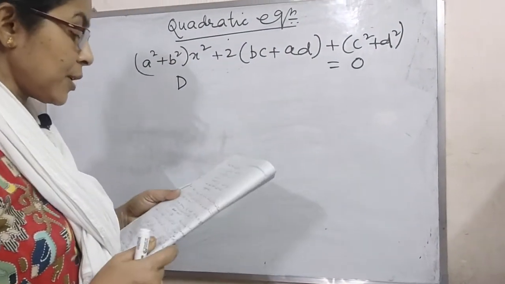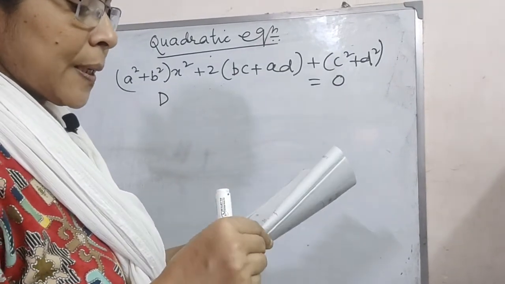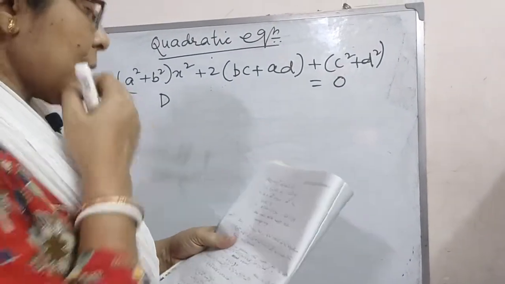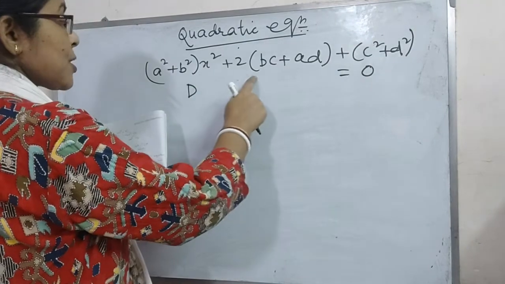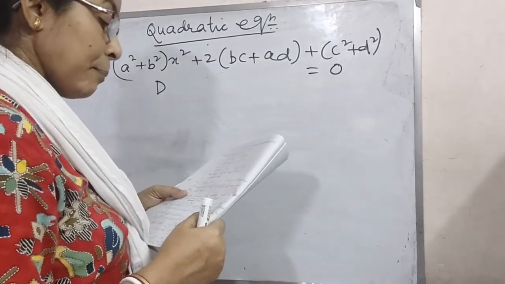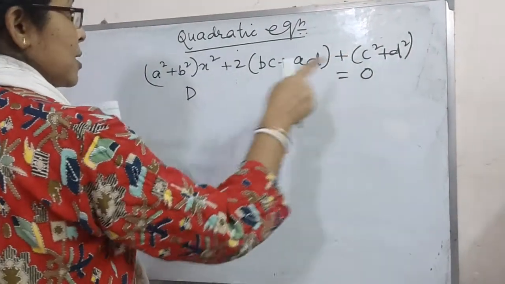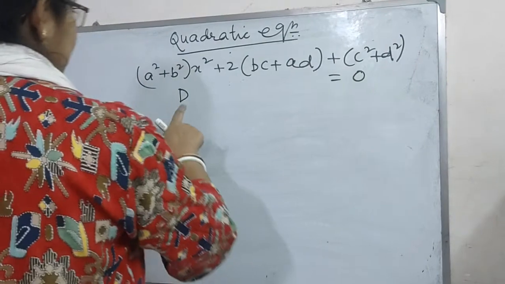This is the 11th video. Prove that if the roots of the equation (a² + b²)x² + 2(bc + ad)x + (c² + d²) = 0 are real, then they are equal. As per the question, the roots of this equation are real.